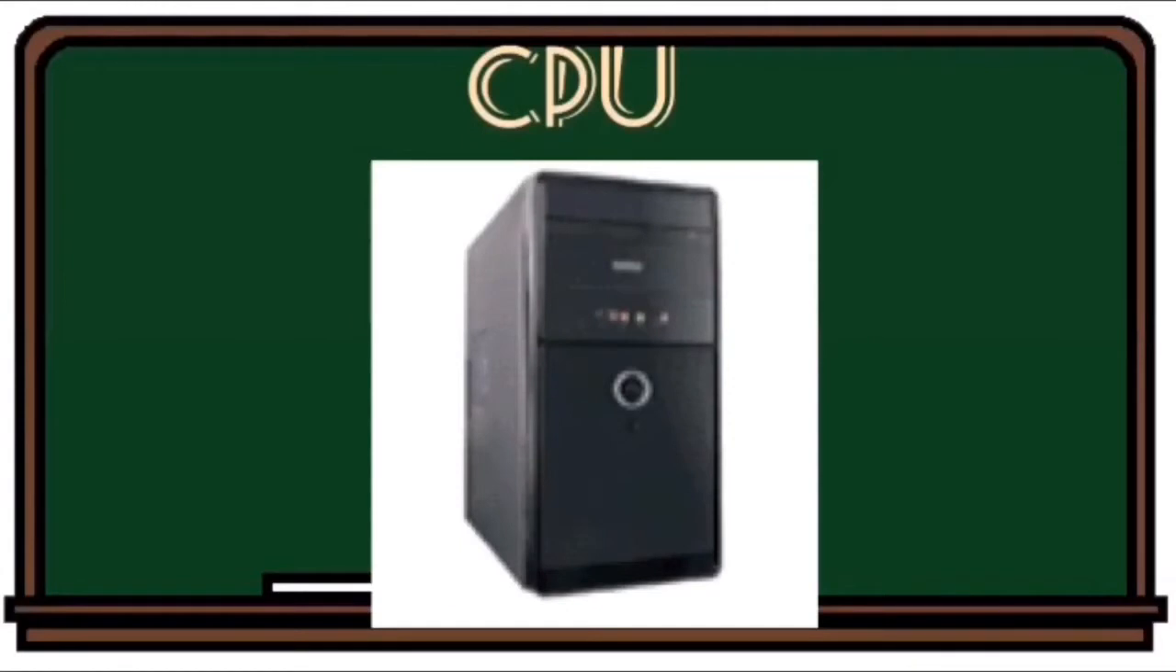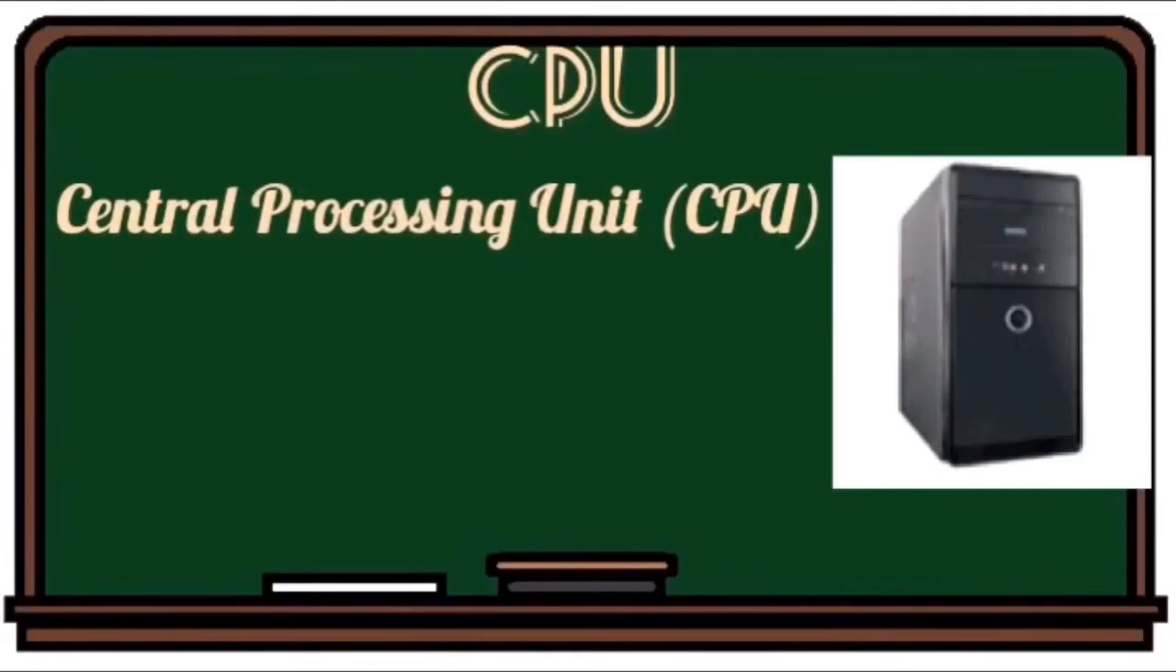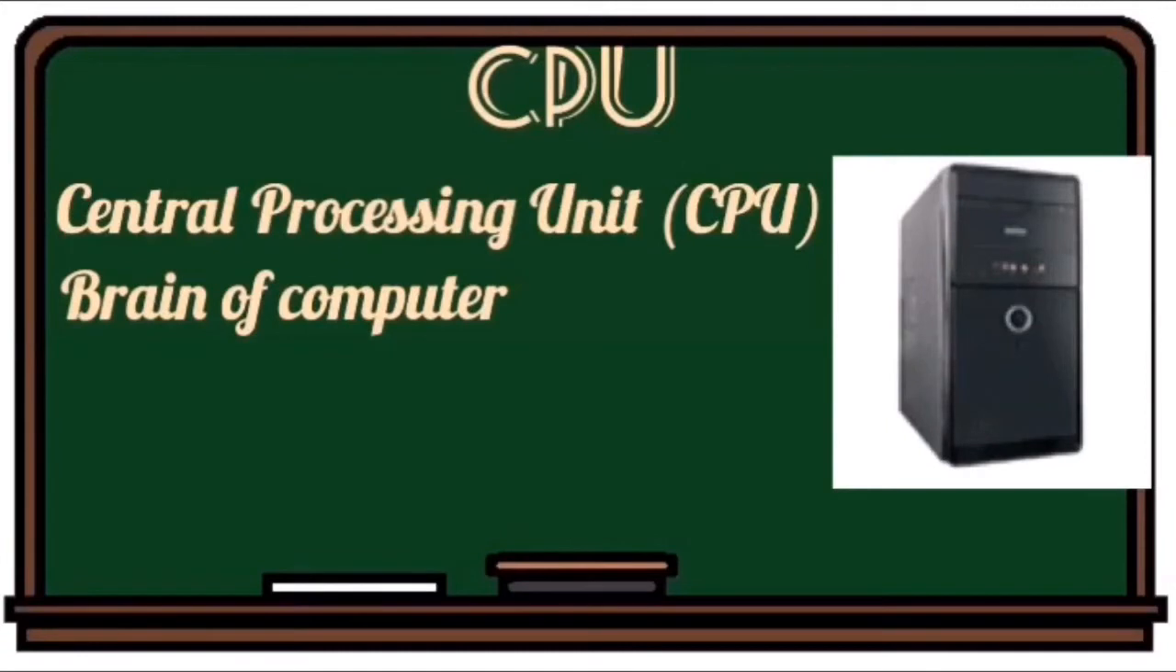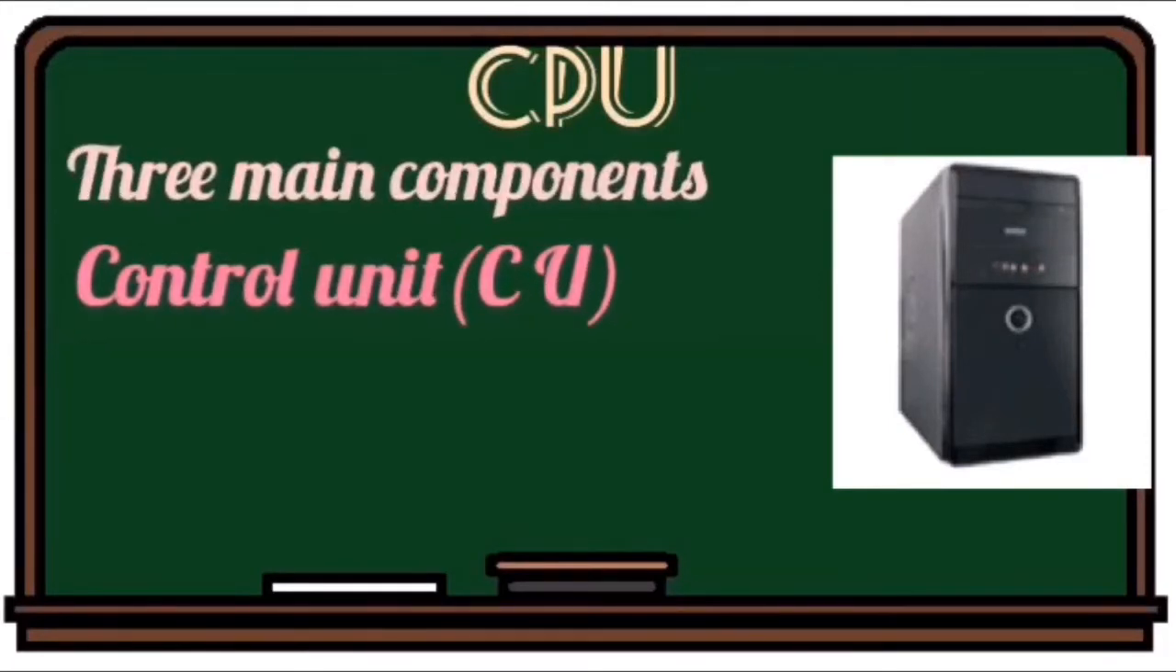Which is the one and only processing device? It is the CPU. What will a processing device do? It will process the input, whatever we give to the computer. So CPU is a processing device. The full form of CPU is Central Processing Unit, and it is called the brain of the computer. It will process all the inputs given to the computer, and finally it will give us an answer. So processing is done with the help of the CPU, that is, the Central Processing Unit. It is called the brain of the computer.